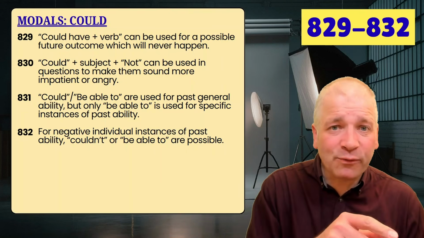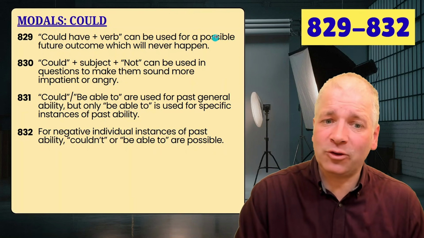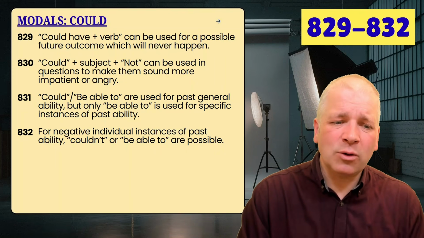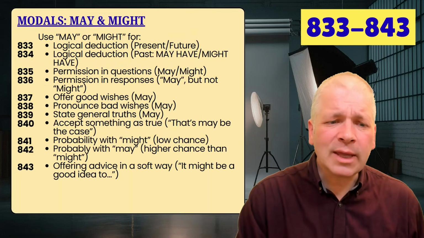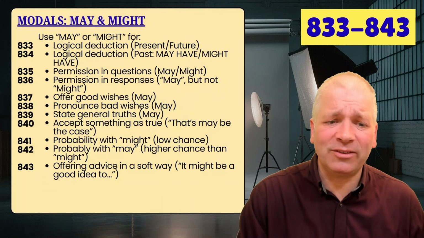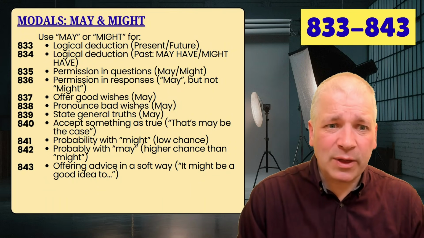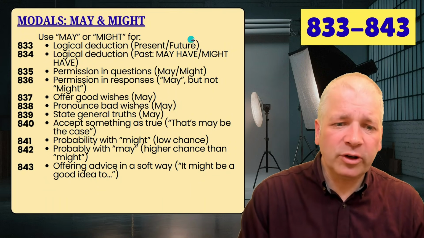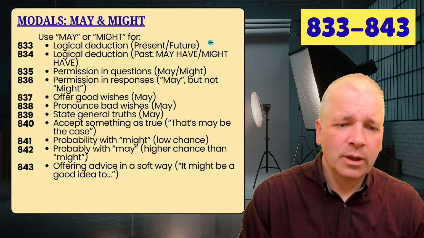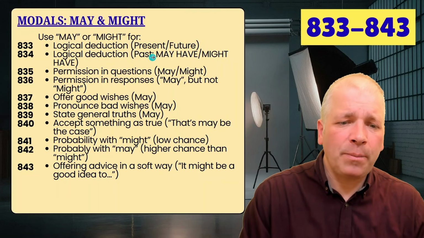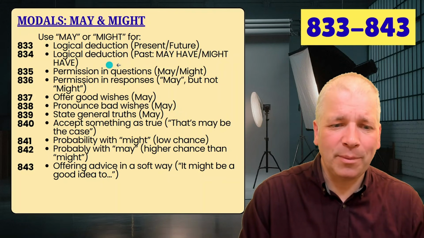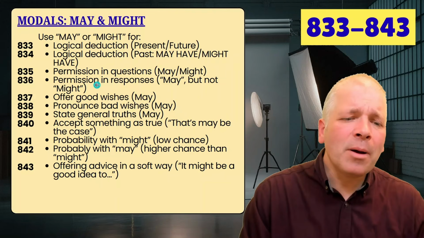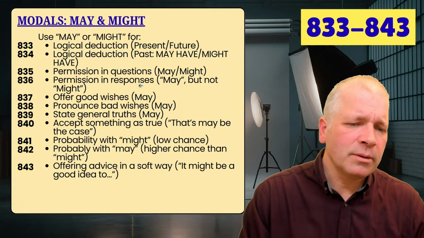Now, in the negative form, couldn't or be able to are possible when you're looking at specific instances of past ability. Now let's move on to may and might. The general uses are these: logical deduction in the present or future, logical deduction in the past with have and past participle afterwards, permission in questions, permission in responses.